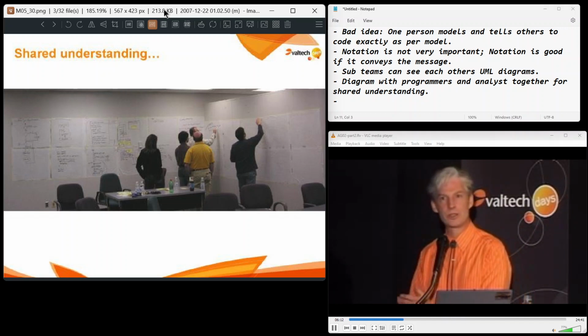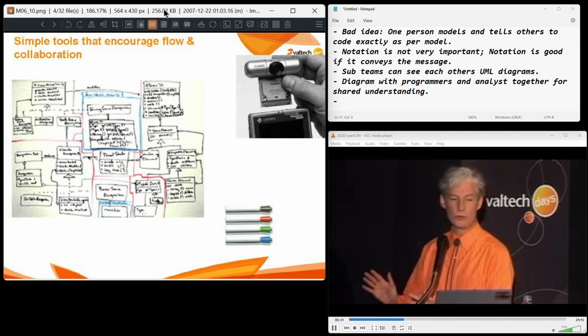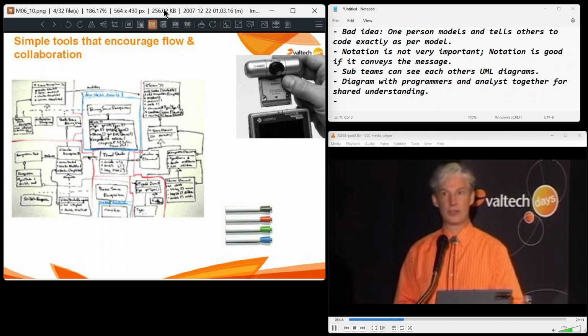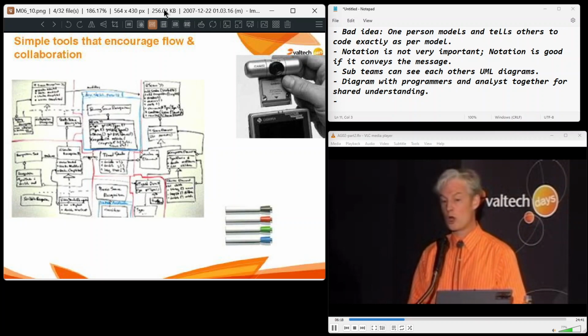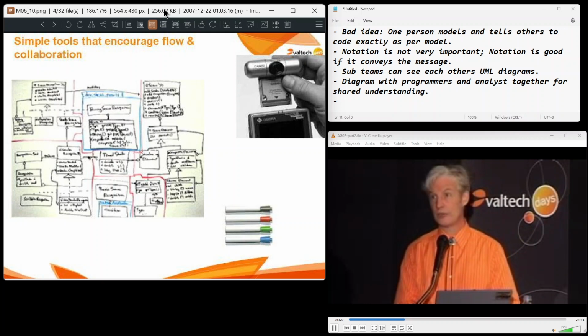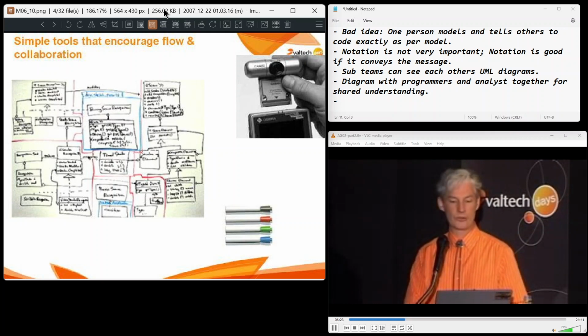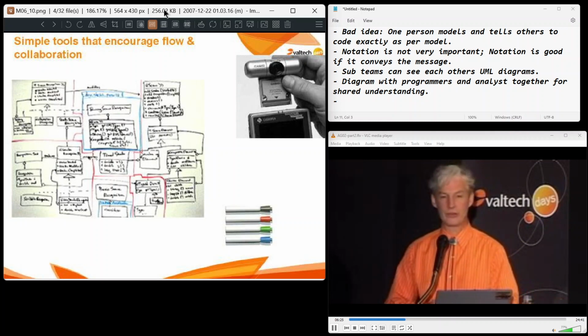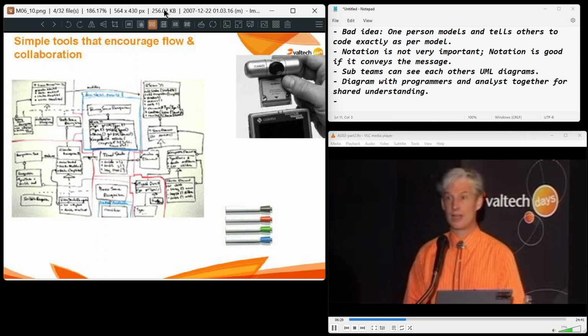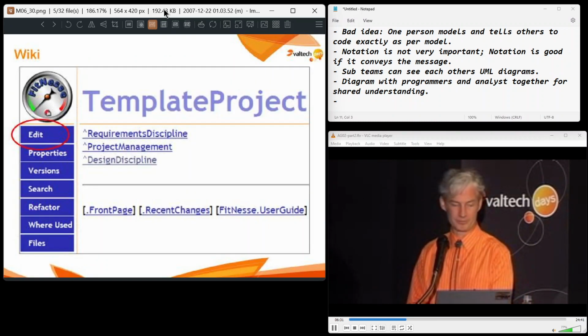So some of the themes of Agile modeling is to use simple tools that encourage flow and encourage collaboration, which almost always means avoiding UML case tools, focusing on giant whiteboard spaces, using marker pens, digital cameras to capture sketches, and so forth.